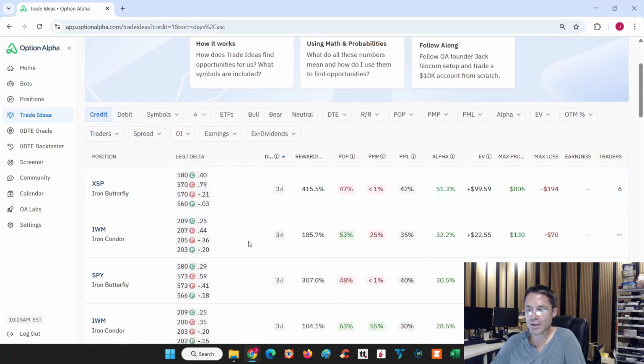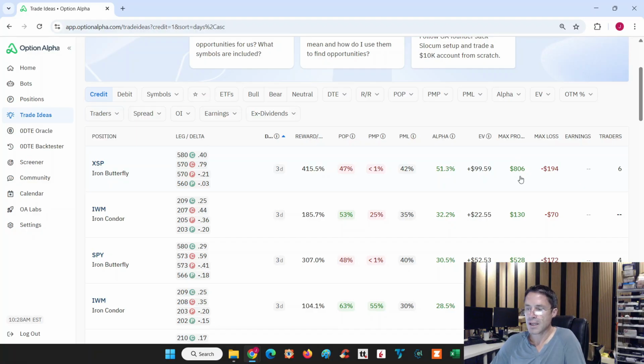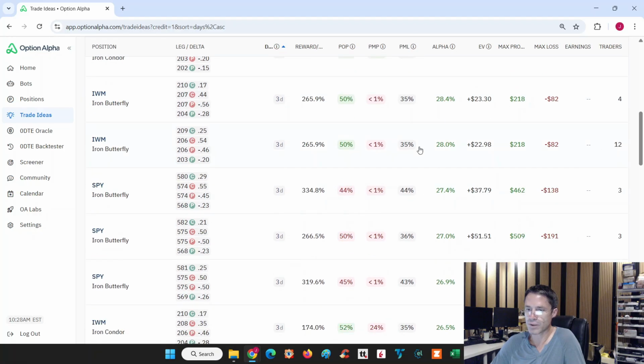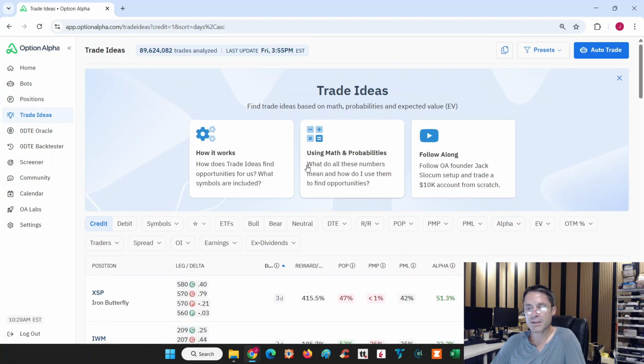And you'll notice iron condors. So you've got defined risk, defined profit, and then, yeah, you even got how many traders have placed this trade, which is super interesting. So this is a cool page. Execute the trade from here.